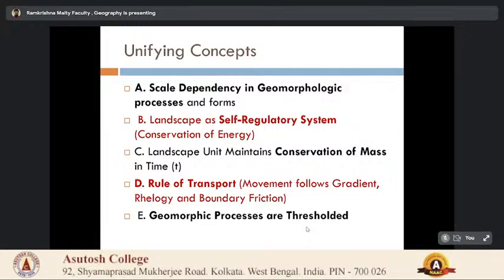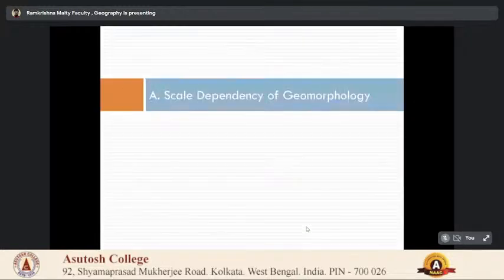And the last one is how the geomorphic processes are thresholded. Geomorphic processes don't work every day. They start working after crossing a threshold, crossing a critical condition. So this understanding of geomorphic threshold is very important. And today I selected these five unifying concepts which will set our understanding for a better explanation of process and geomorphic forms. So let us start with scale dependency of geomorphology.